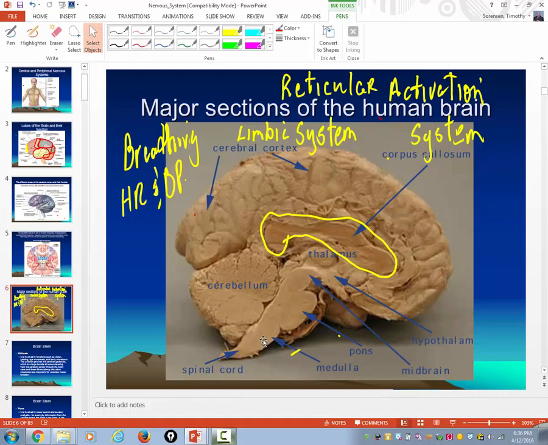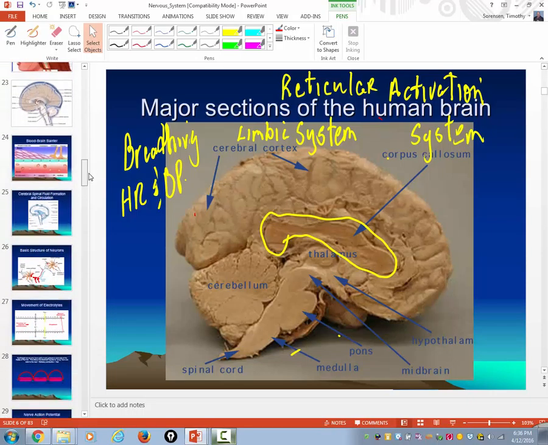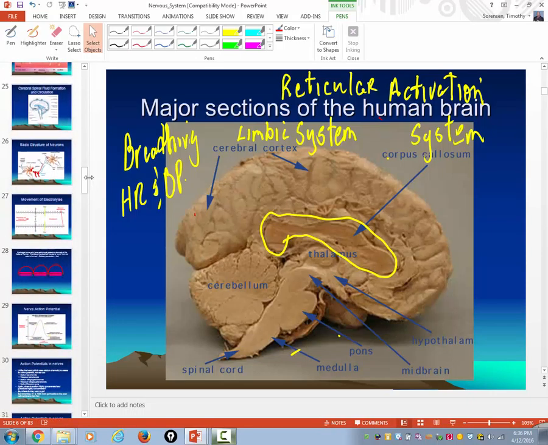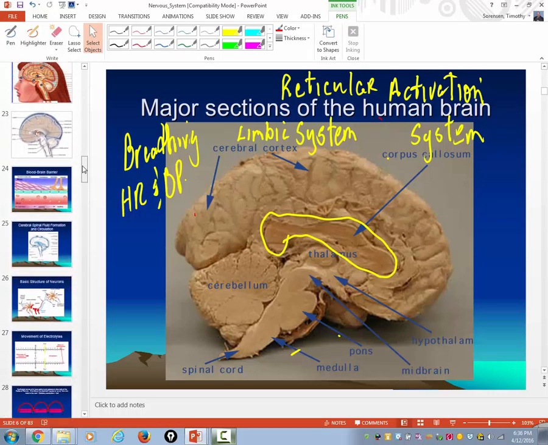You were talking about the brainstem, you don't want that, you just want this? No, I want the stuff that I talked about in the brainstem, the medulla, pons. Okay. All right? Okay.